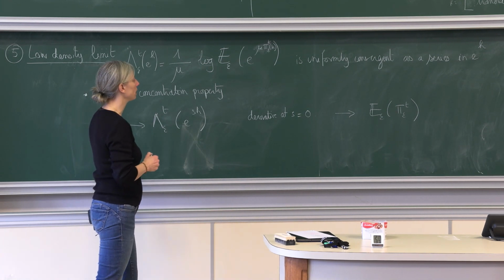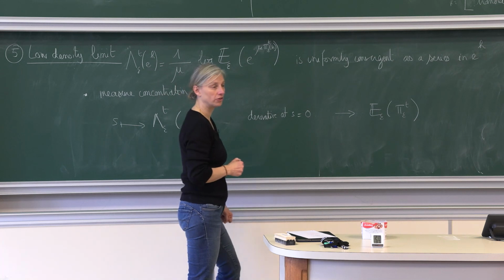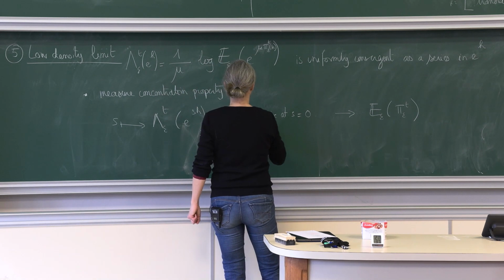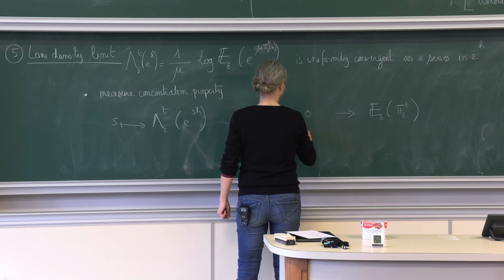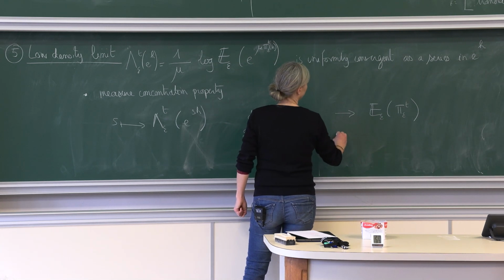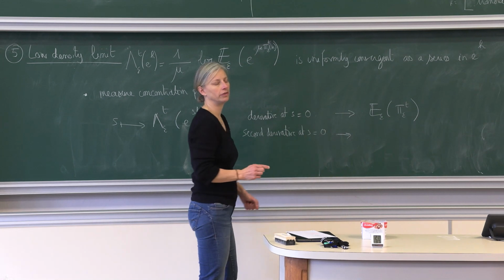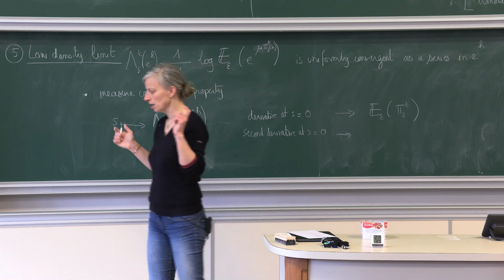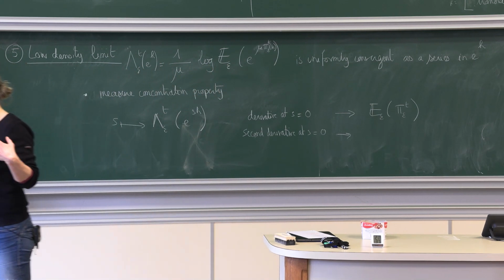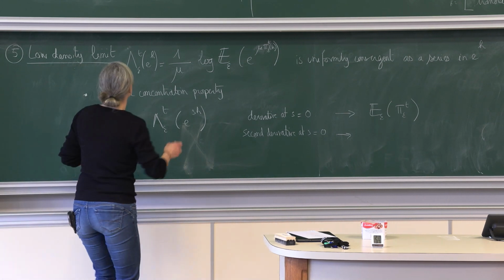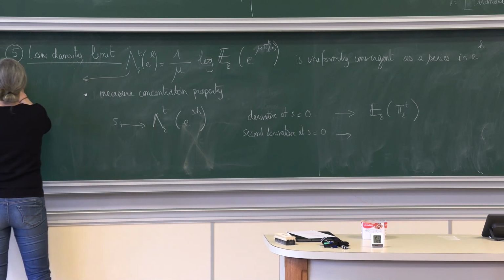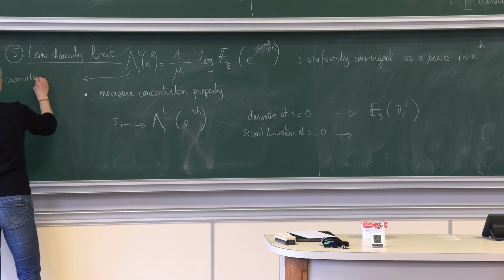Okay, and now if you take the second derivative at s equals 0, so I will not perform this, it's not very funny, but then you get exactly the variance. And this is exactly what I told you at the very beginning, that if you look at this function as a series, this function is usually called the cumulant generating function. Okay, so the name of this is a cumulant generating function.